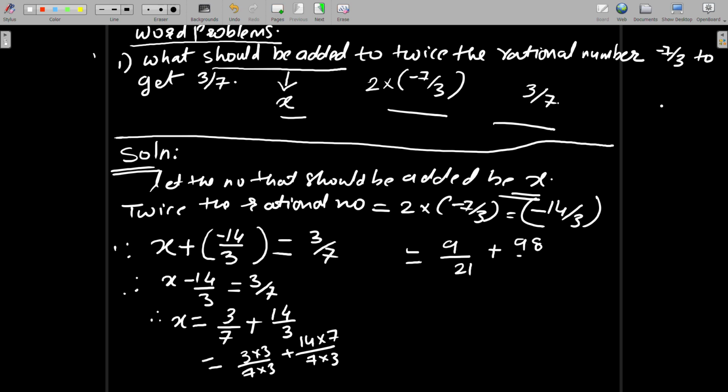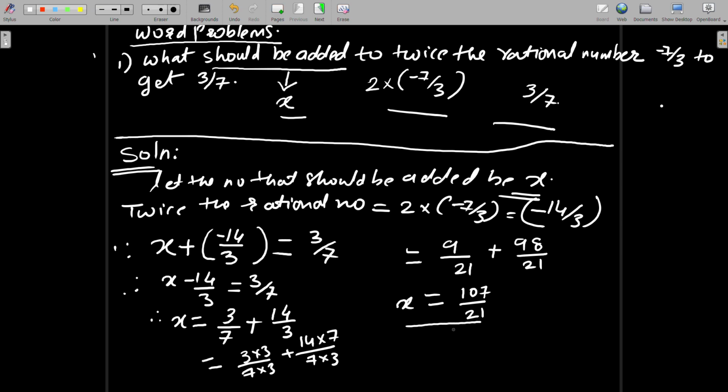98 divided by 21. So it is equal to what we are getting now: 98 plus 9, that is how much it will be, 107 divided by 21, right? Can we further divide this? We cannot, because both are odd, so we will not be able to divide this number. So what we are getting is x equal to 107 by 21.